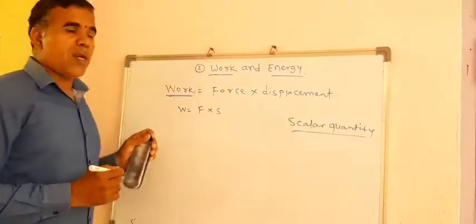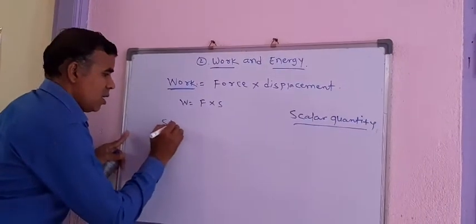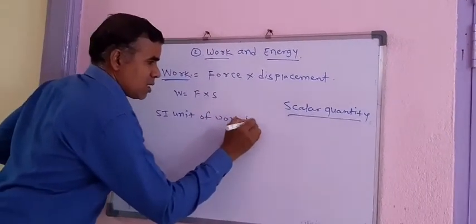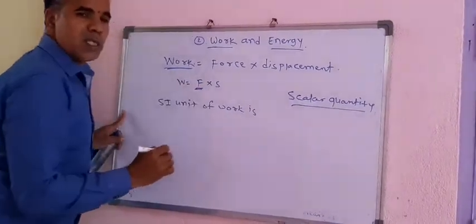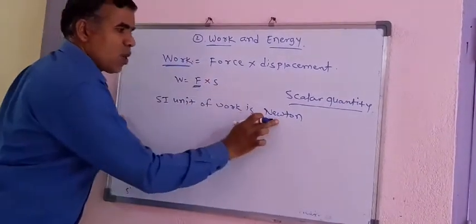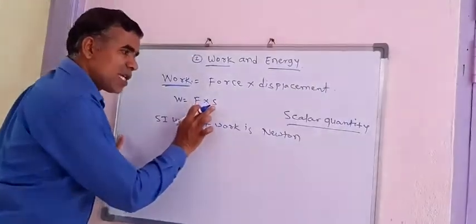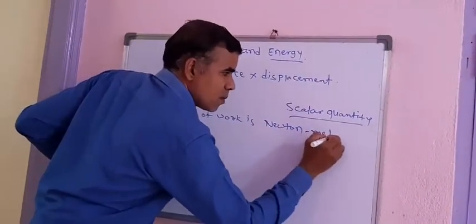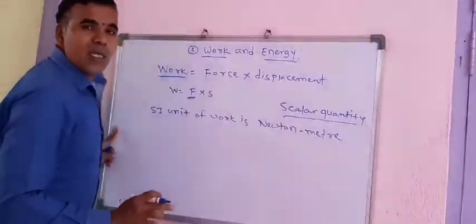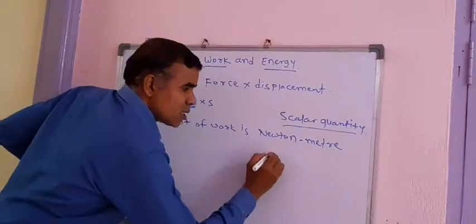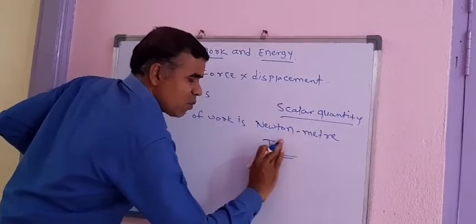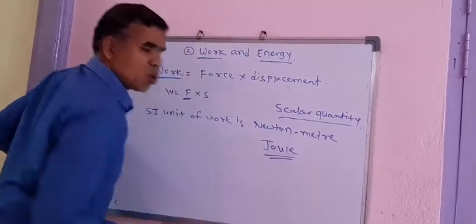The SI unit of work. The SI unit of force is the Newton, and the SI unit of displacement is the meter. In short, the SI unit of work is Newton-meter, which is known as a joule. The SI unit of work is the joule.